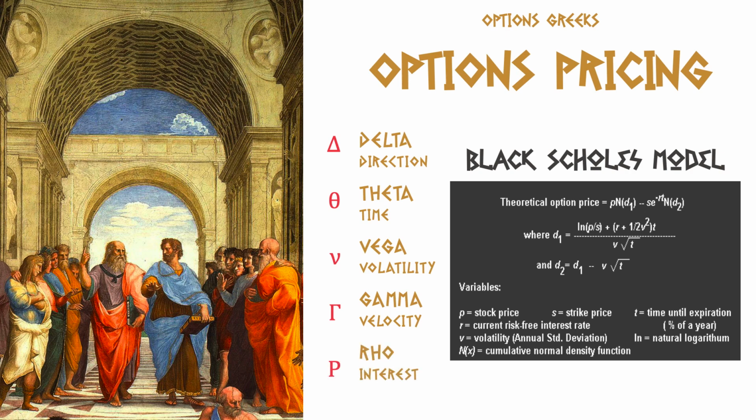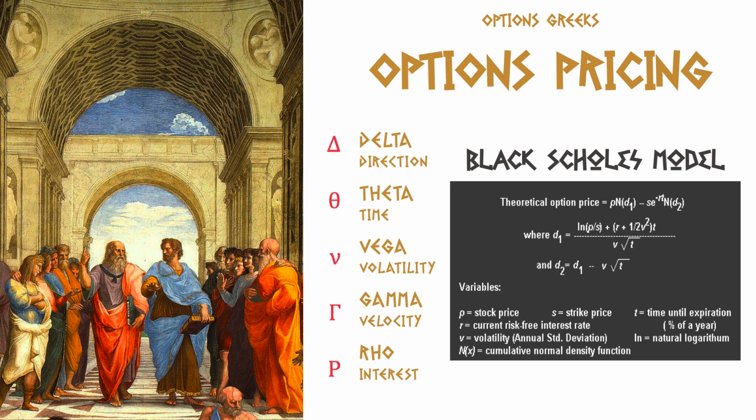And last but not least, we got rho, which is the rate of interest rates. It's the sensitivity of the option premium to the interest rate. And again, if interest rates go up, the premium goes up. If interest rates go down, the premiums go down. Now, those are the key option Greeks.